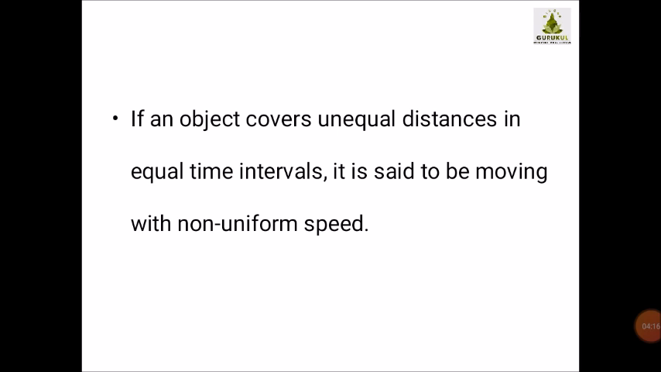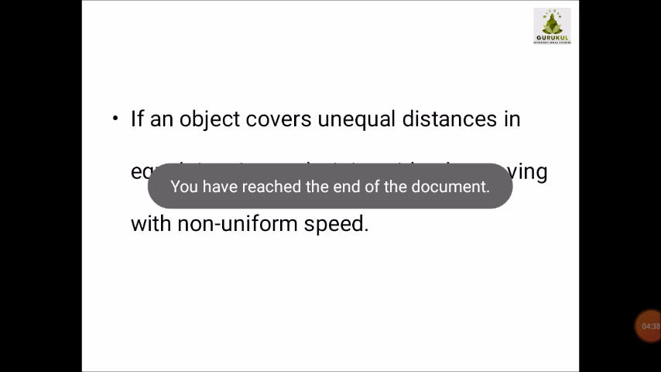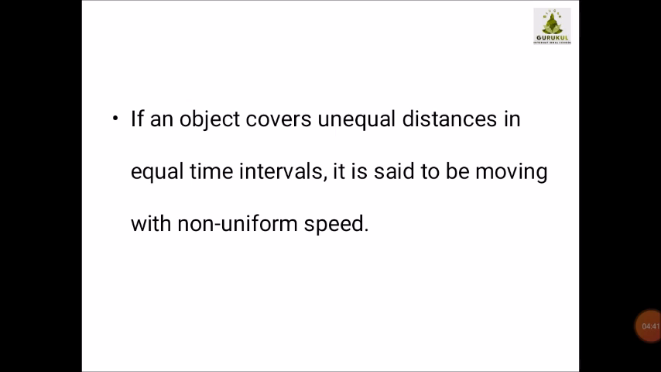So now I hope your concept of uniform and non-uniform motion is clear: if the object is covering unequal distances as given in this slide, then it is called non-uniform speed. And if the object is covering equal distances in equal time intervals, it is said to be moving with uniform speed. Now children, we have completed the concept of uniform and non-uniform speed. Please go through the textbook, read the passage and watch the video as many times as possible, so that your concept will be more clear.